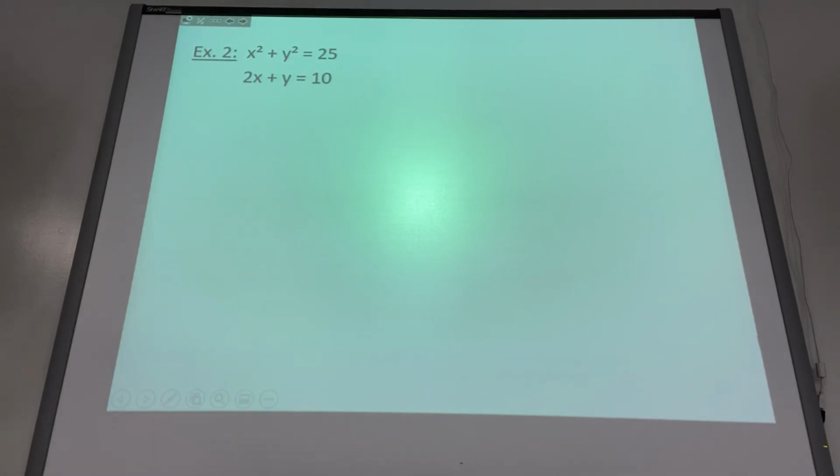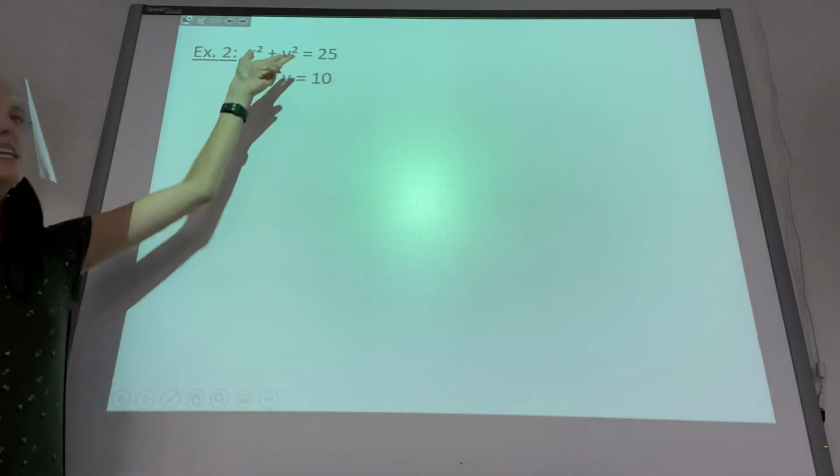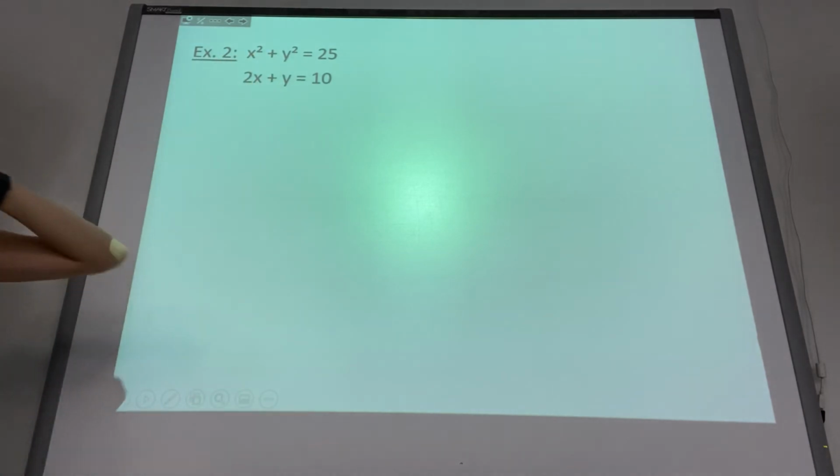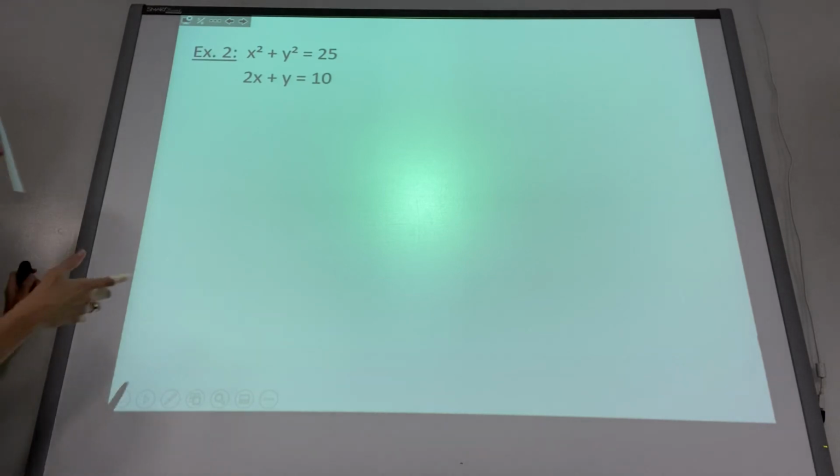Number 2, x squared plus y squared equals 25, and 2x plus y equals 10. Unfortunately, we can't do elimination here because if you go to add straight down, it's not going to work. These are squared up here, these are not squared down here, so you wouldn't really be able to add things up. So probably substitution is going to be our best bet on this problem.